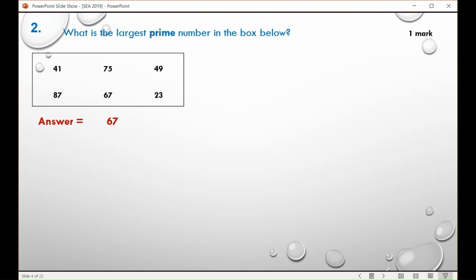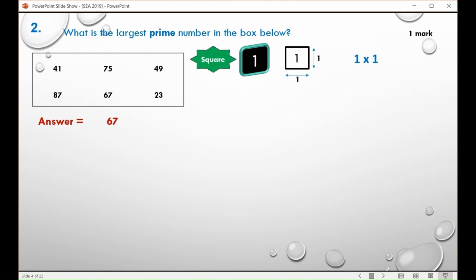But let's do a little revision of how prime numbers are understood. So if we look at the number 1 and we think about bringing up a square, one square to represent that, then our square will be with a length of 1 and a width of 1. As such, we have 1 times 1 if we want to find it. So that is a square number.